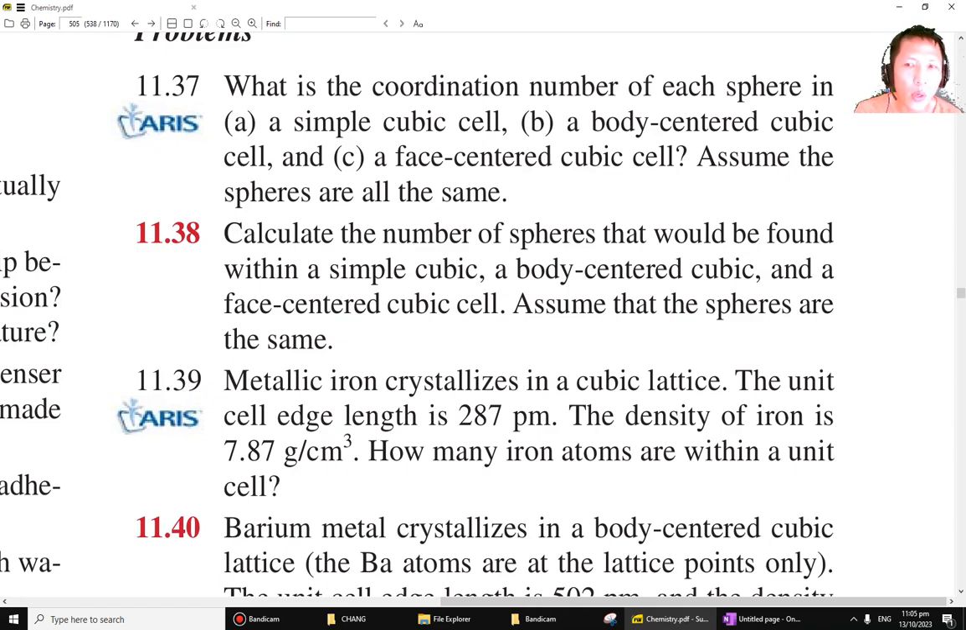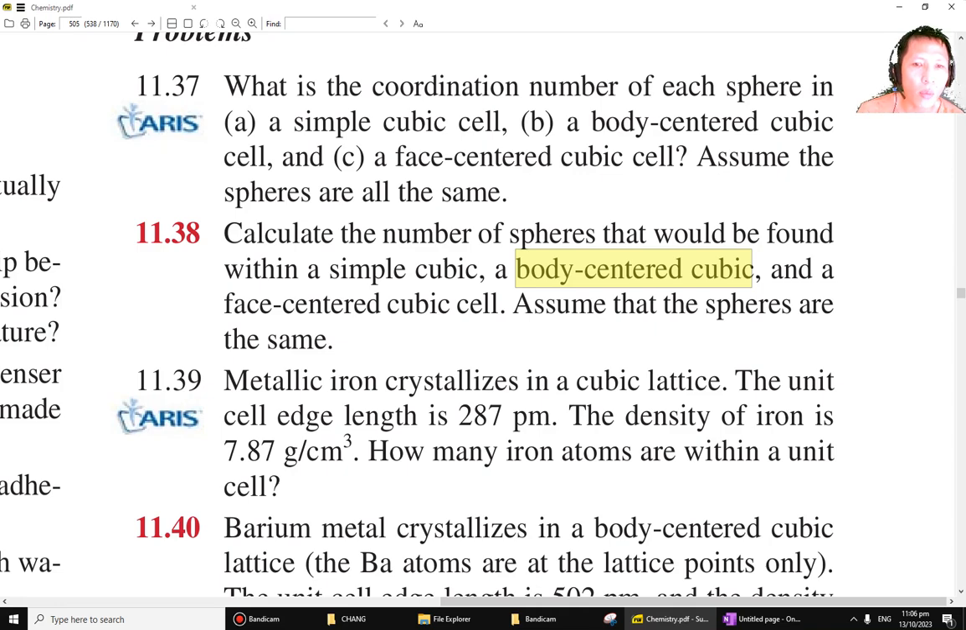Again, for simple cubic, there are 8 at the corners. Each of those 8 is measured as 1/8 because only 1/8 of those spheres will be included in a particular cell. So 1/8 times 8, that would be 1. So for a simple cubic, there is only one atom. Okay? You go back to the drawing. For a body-centered cubic, there are those 8 at the corners and there is one at the body. So there are two. One for the body and then one for all the 8s at the corners, which is measured as 1/8. Okay, so there are two.